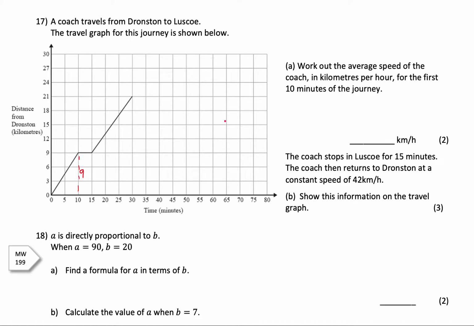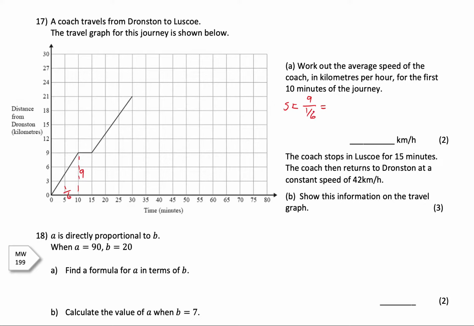Now the problem is it wants this in kilometres per hour, not minutes. So I don't want to use minutes, I want to use hours. What is 10 minutes in terms of an hour? Well, there are 6 10 minutes in an hour, so that's 1/6 of an hour. So speed is 9 divided by 1/6.